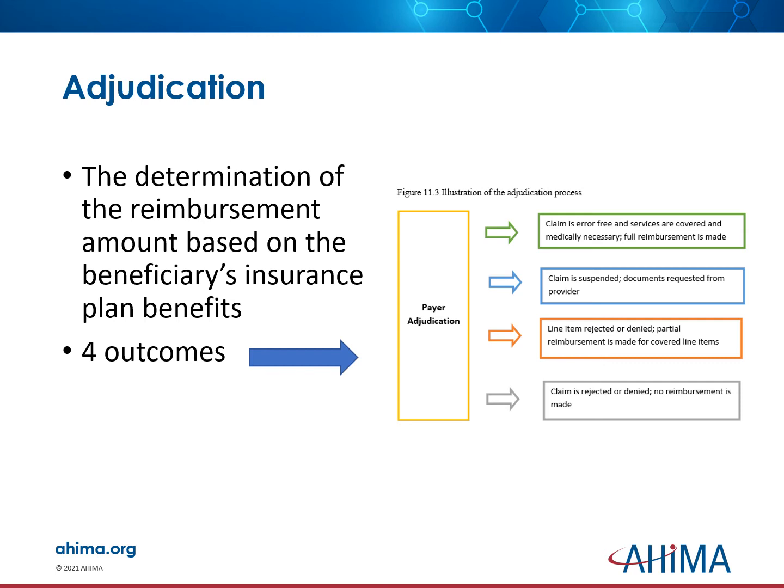So when you're looking at these, is your claim error-free? Are services covered medical necessity? If so, then full reimbursement is going to be made here. Or is your claim suspended? And then there's going to be documentation that's requested. Maybe your line item is rejected or denied, and you're going to get partial reimbursement. Or your claim is completely rejected and no reimbursement is made.